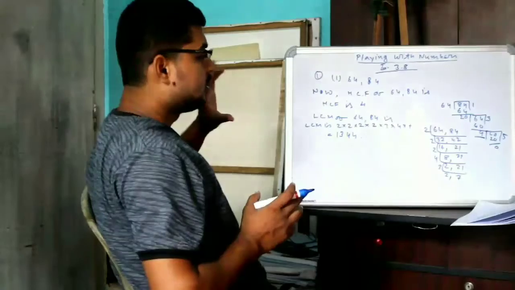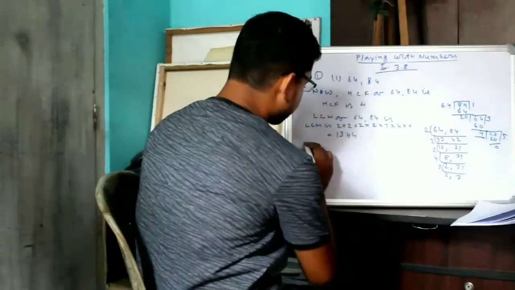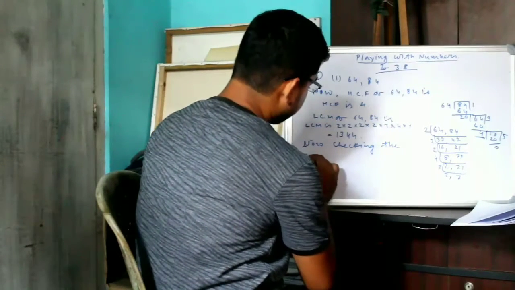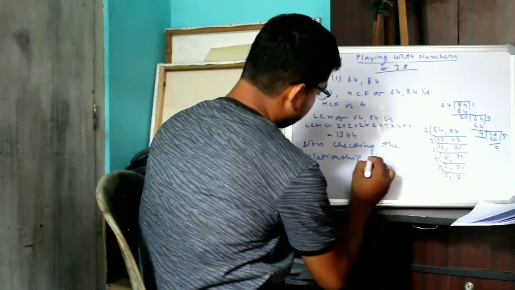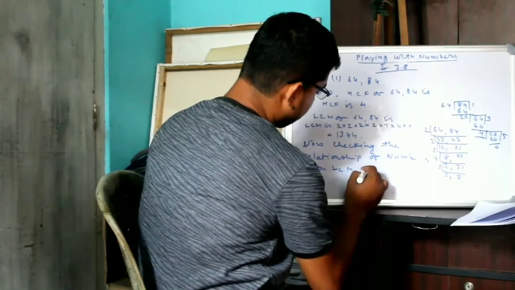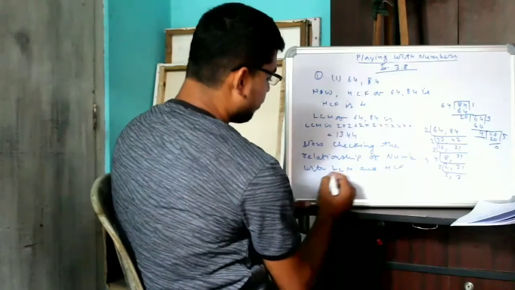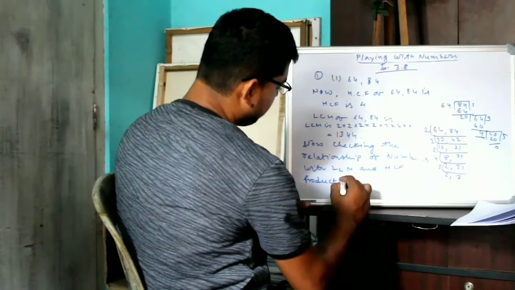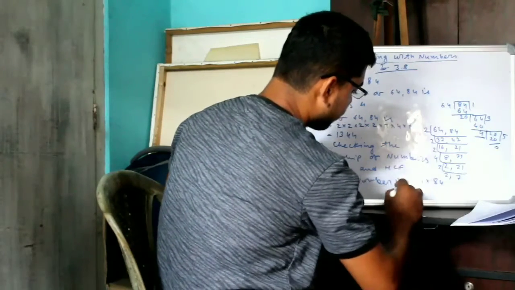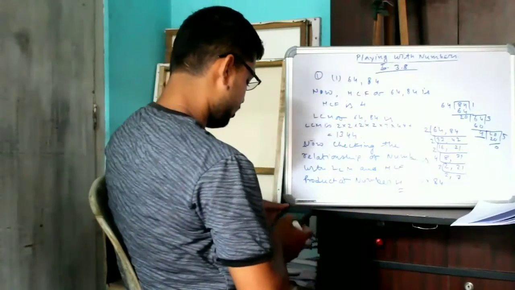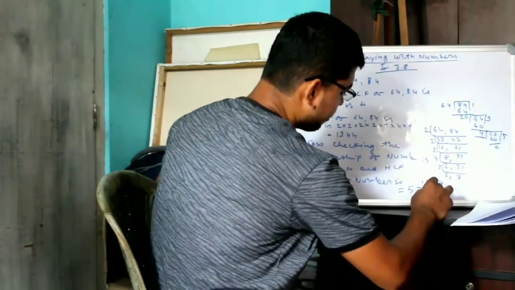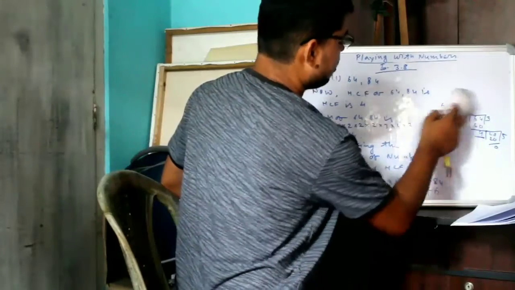Now we check the relationship of the numbers with LCM and HCF. Now the product of the numbers is 64 into 84 equal to 5376.